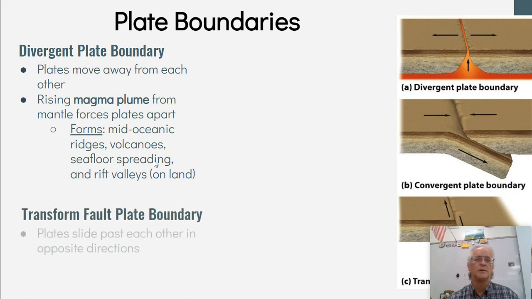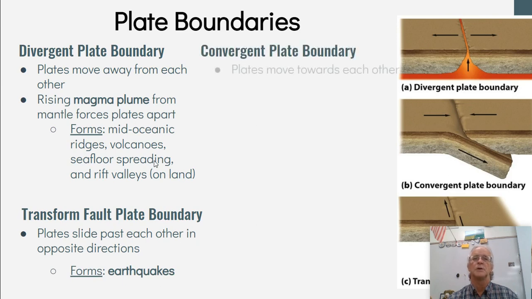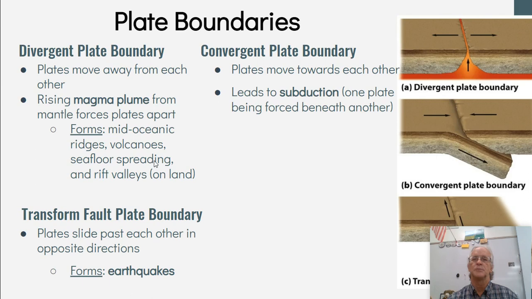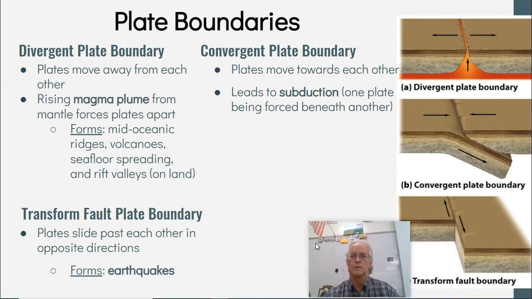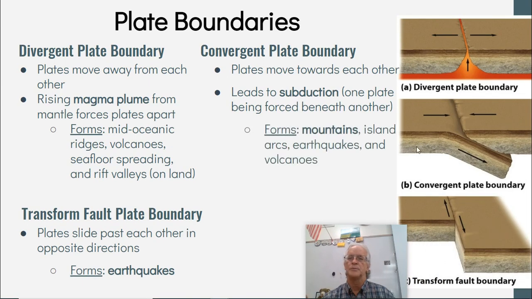Transform, on the other hand, is where the plates slide past each other and form earthquakes. The convergent are where the plates move towards each other, which leads to subduction zones, one plate being forced underneath the other. It forms mountains, island arcs, earthquakes, and volcanoes, and I'll explain more about that in a second.